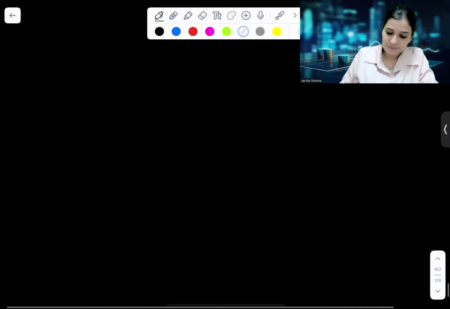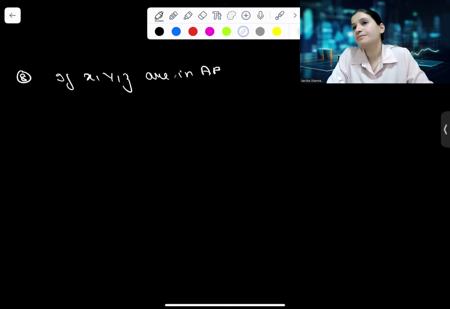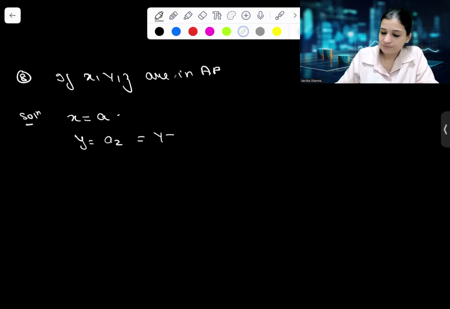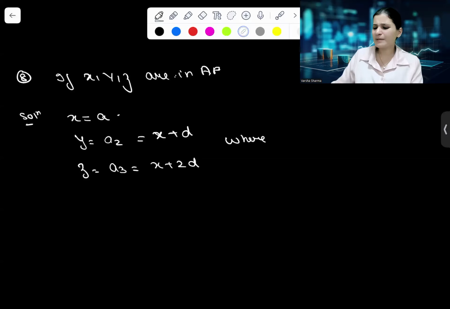Yes, ma'am. Question number 8. If x, y, z are in AP, that means x is the first term. So we can use x as the first term A. Y is the second term, so I can write y as x plus d, first term plus common difference. And z is the third term, so it will become x plus 2d, where d is the common difference. Yes? There are many more ways to do this.